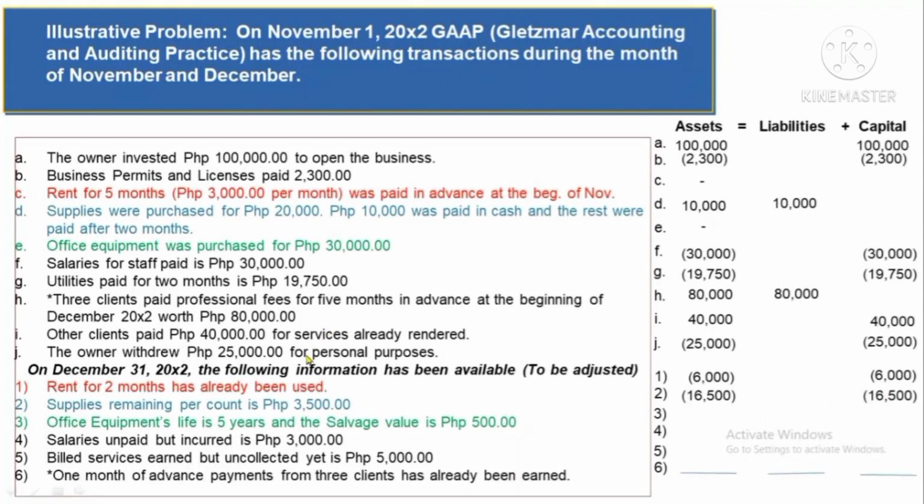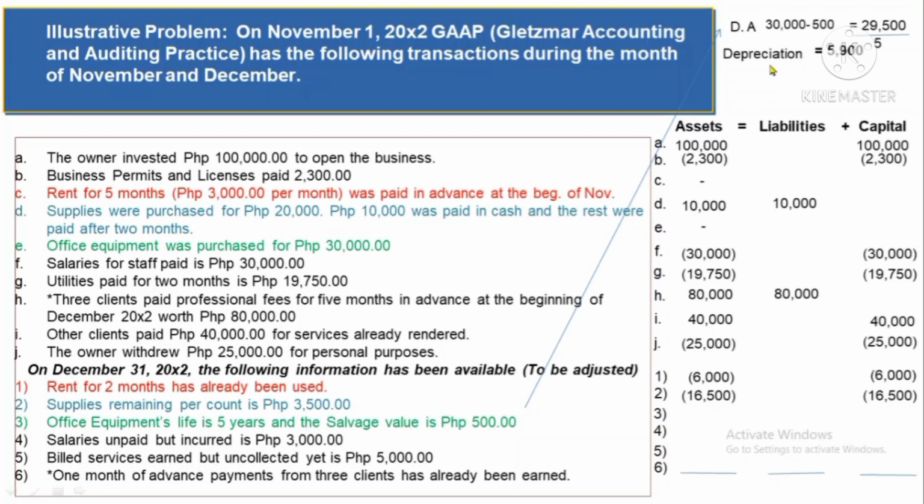Transaction number 3 is additional information about transaction letter E. It says that the 30,000 equipment has a salvage value of 500 and a useful life of 5 years. So here, we need to compute the depreciation expense by first computing the depreciable amount. We have 30,000, the historical cost, and the salvage value of 500. So we have a depreciable amount or depreciable value of 29,500. And then you divide it by the number of years of useful life. So we will have a depreciation per year of 5,900.